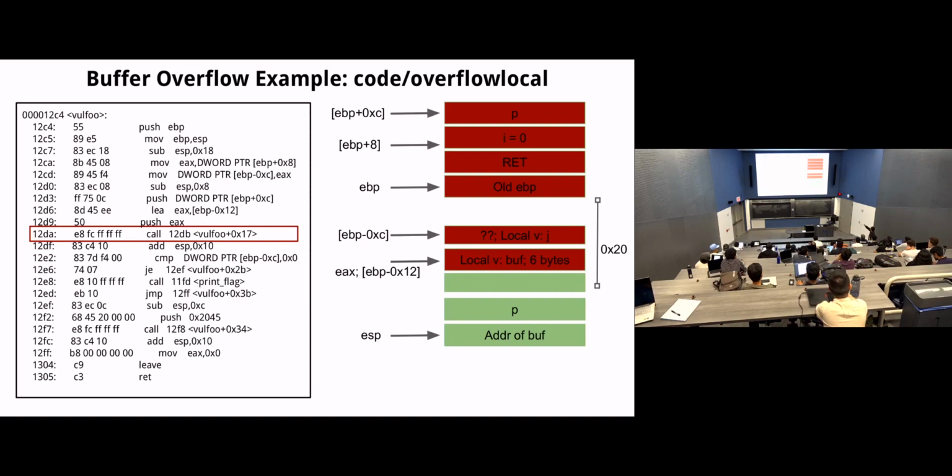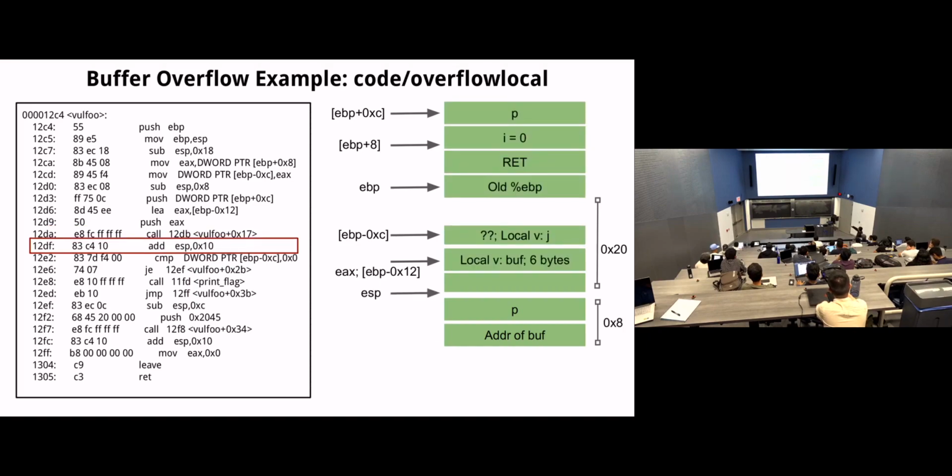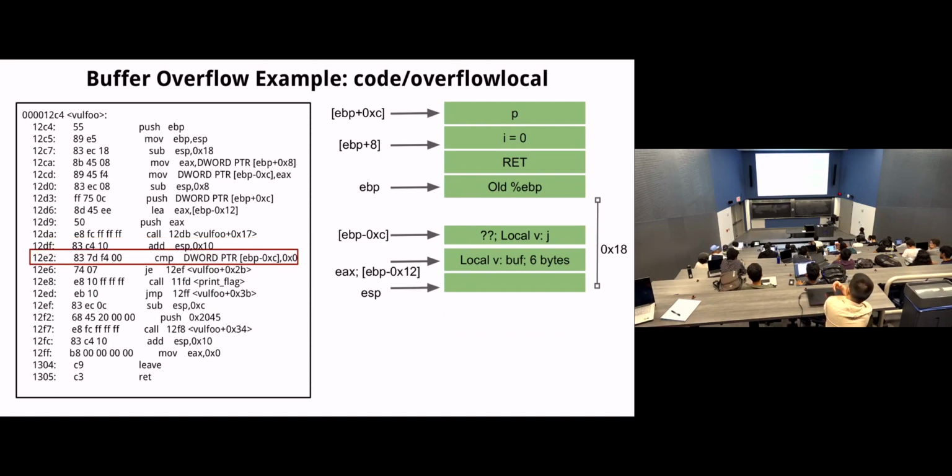But before that, we still get the flag because we print out the flag. So after the call, the caller, in this case, val foo is the caller and string copy is the callee. The caller will balance the stack by adding 10 to ESP, so ESP will move up. Then the caller will compare 0 with that local variable j. It will try to check if j is 0.